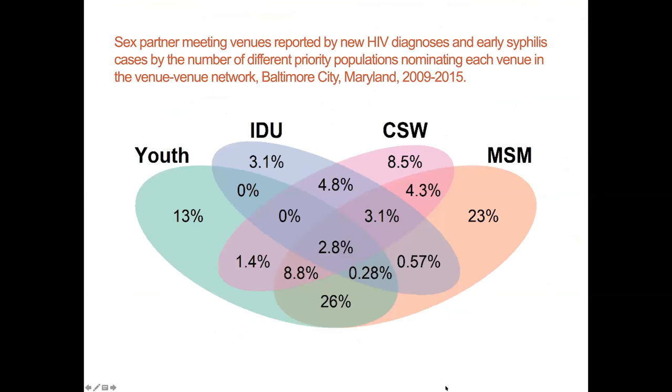So we also looked at this in a slightly different way to ease our eyes and to help with the interpretability. This is a Venn diagram that helps us look at the combinations of priority populations that were seen. So it shows the proportion of venues at which each combination of priority populations was seen. For example, 13% of venues received at least one nomination from a youth, 23% of venues received at least one nomination from an MSM, and 26% of venues received nominations from both youth and MSM. Of note, nearly all cases that identified as both youth and MSM were located at two venues only, Instagram and a bar club 10.